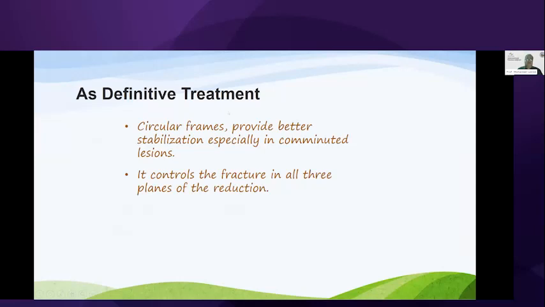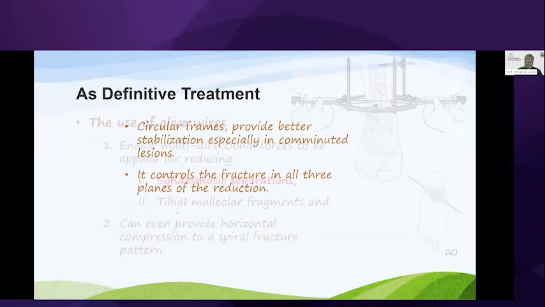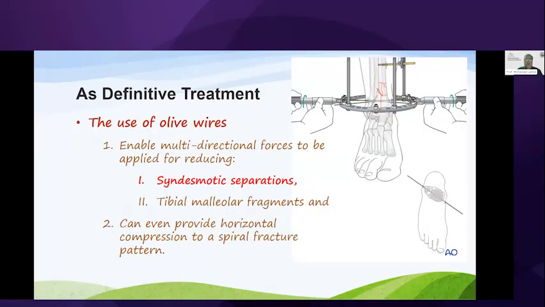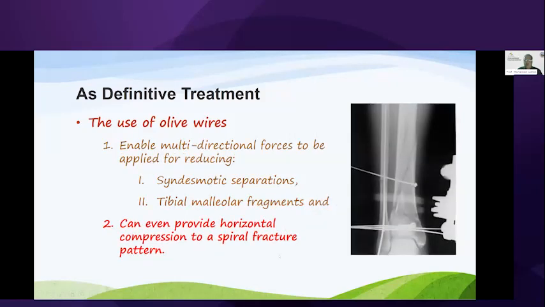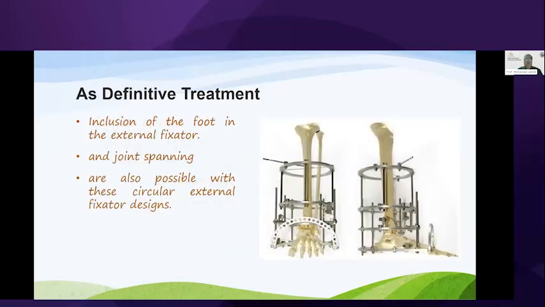The advantage of Elizarov external fixation: it is a circular frame, provides better stabilization, especially in comminuted lesions and with soft tissue injuries. It controls the fracture in all three planes of the reduction. We can use olive wire for syndesmotic separation and reduction of articular cartilage, for fixation of the tibial malleolus fragment. Also it can provide a horizontal compression for spiral fracture of the metaphysis or diaphysis. Inclusion of the foot in the external fixation and using it as a joint spanning are also possible.